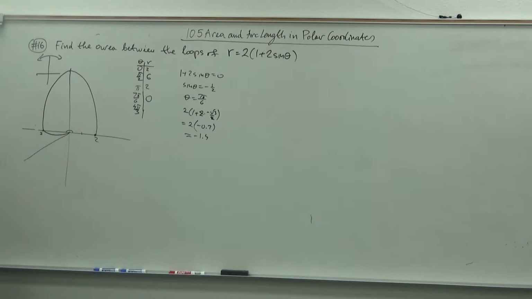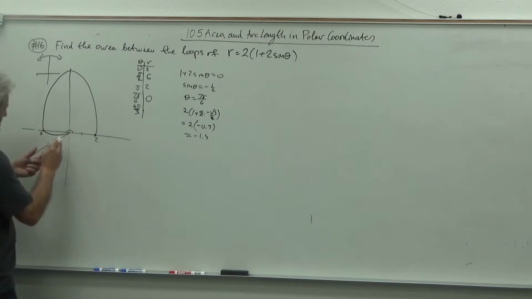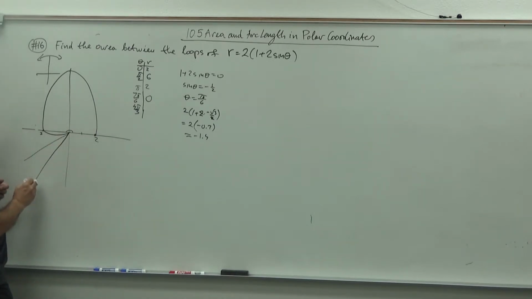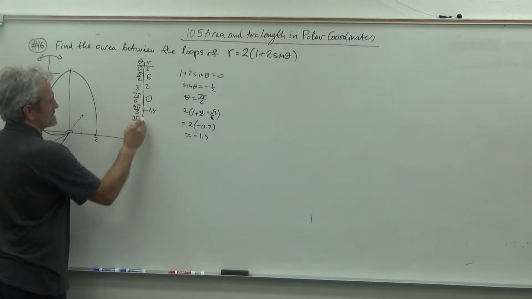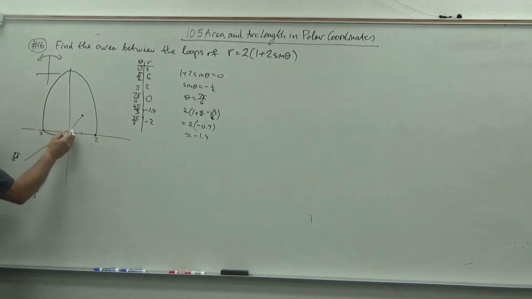What happens now when r is negative, we never discussed that before. Here's where 4 pi over 3 is. When r is negative, instead of drawing where the ray is, we draw across. And then at 3 pi over 2, this is minus 1.4 approximately, and it will be at negative 2. Again, we don't draw at 3 pi over 2, we draw across, and the value is 2.